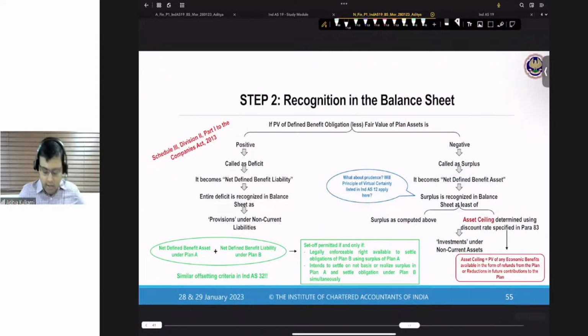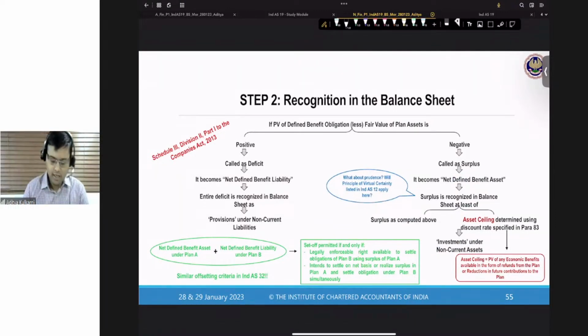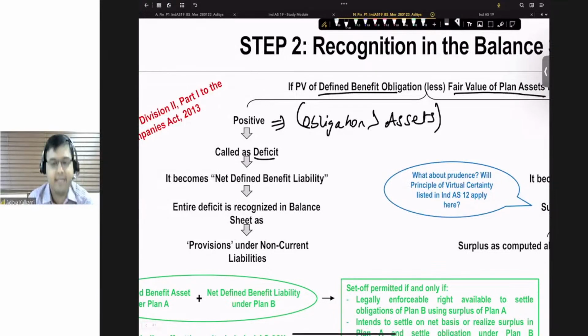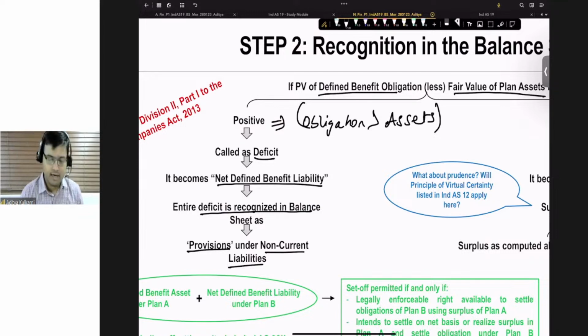Now, if the present value of the defined benefit obligation minus the fair value of plan assets is positive, positive means what? Obligation greater than assets. Then we call it a deficit. If it is a deficit, it becomes a net defined benefit liability or net defined benefit obligation. The entire deficit is recognized in the balance sheet. It is a provision under the head non-current liabilities.